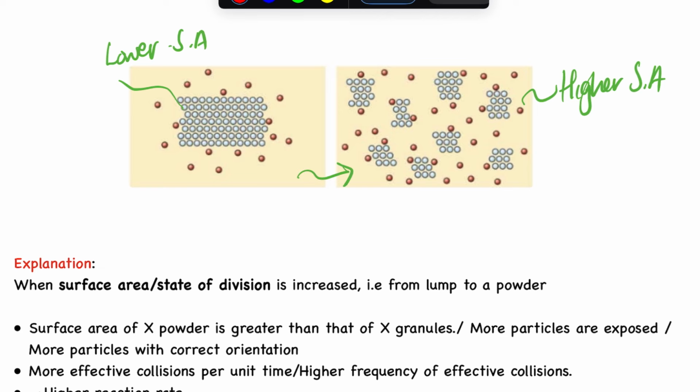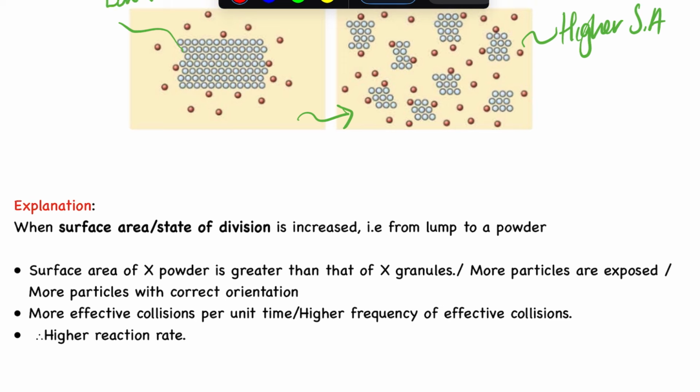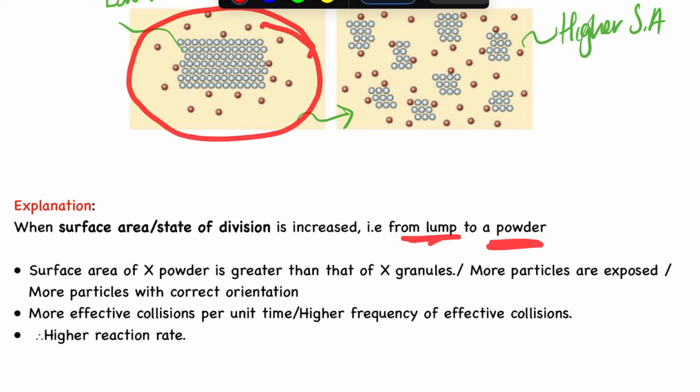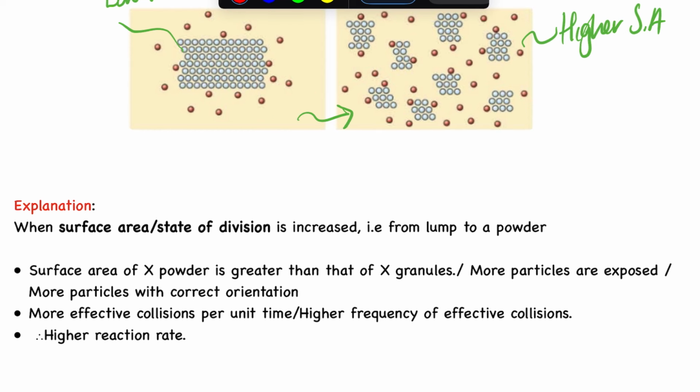Now it says here in the notes, when the surface area, or the state of division, which is the other word for the surface area, guys, increases from lump to a powder. We have this lump to a powder. The surface area of compound X as powder is greater than the surface area of compound X in granules, right? So it's very important.